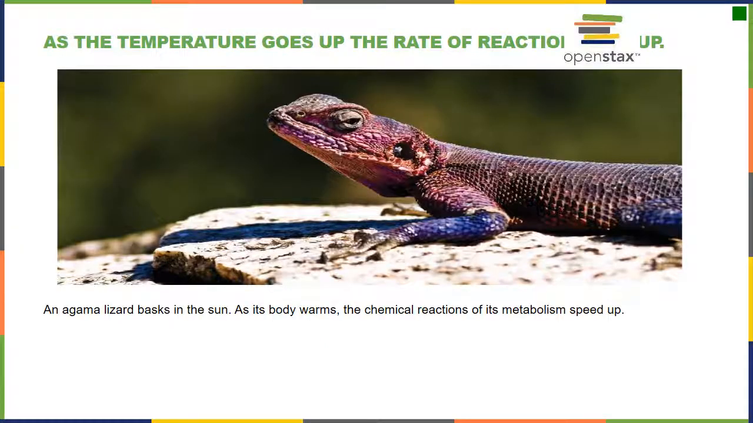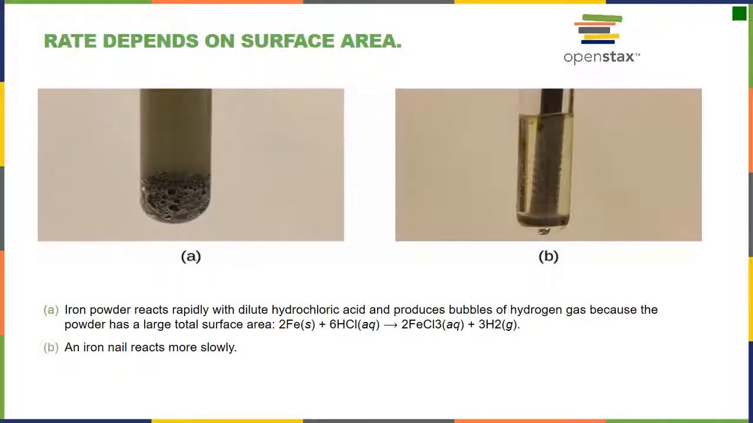And we've seen this. We know that if we put a nice lizard out in the sun, and as the body warms up, the reactions that take place in the lizard's metabolism are also going to speed up. Surface area can change how much of the concentration or how much of the reactant is available to react. So if we put an iron powder versus an iron nail into some hydrochloric acid, the powder is going to react much faster because a lot more of it is available to react. The solid iron nail is going to be much slower as much less of the iron is available to react.